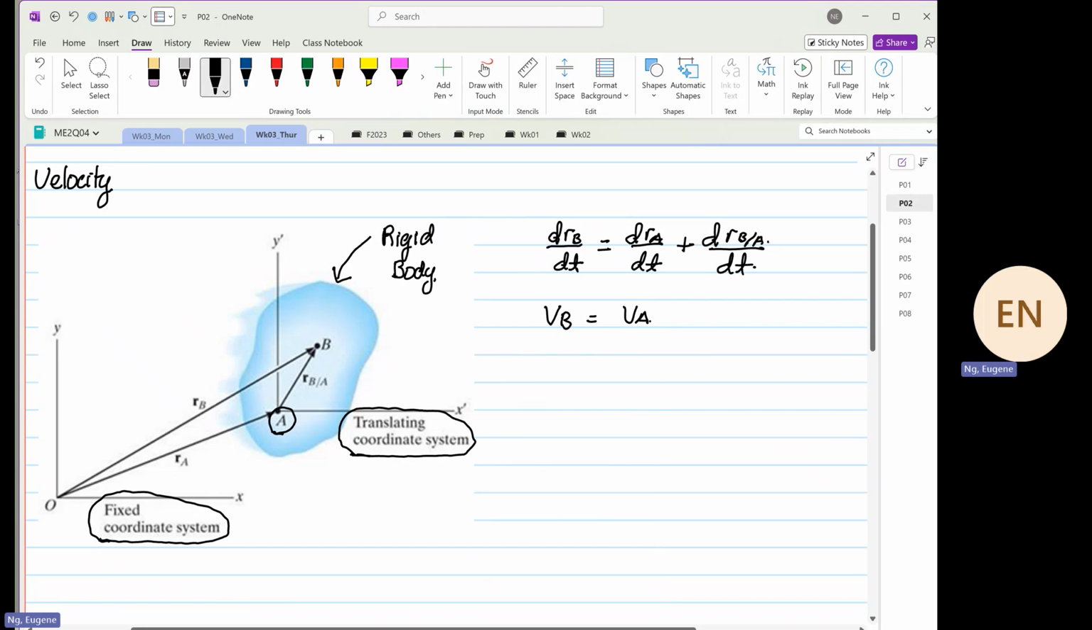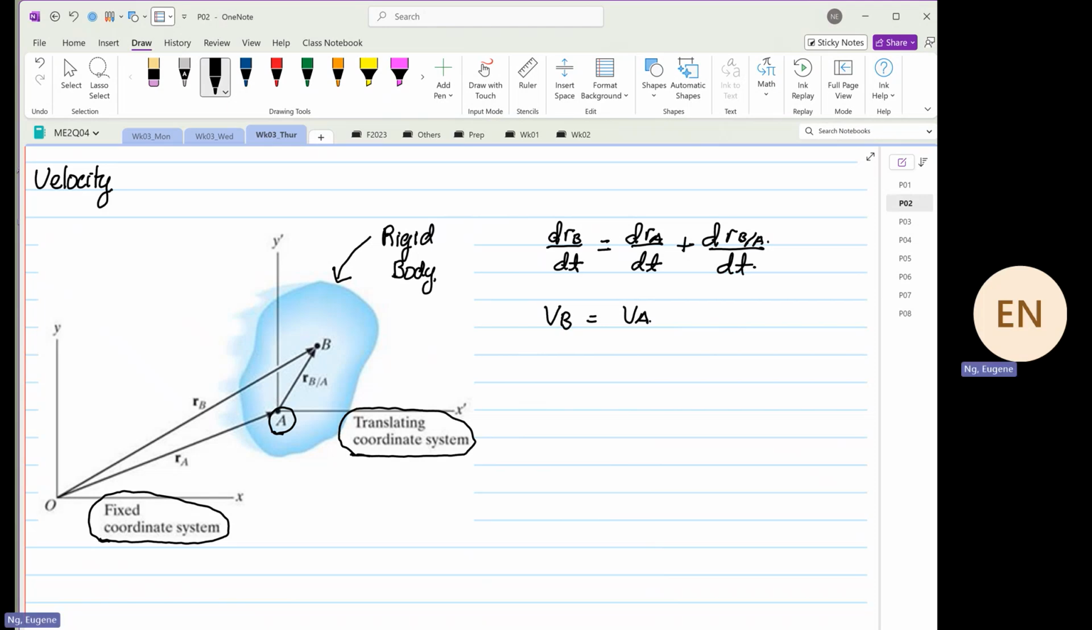Now, question for you. Can you tell me what's the definition of a rigid body relative to point A and point B? The distance will not what? The distance is always what? Fixed. Now, asking you a question which seems really obvious, then what is the velocity of point B relative to point A?